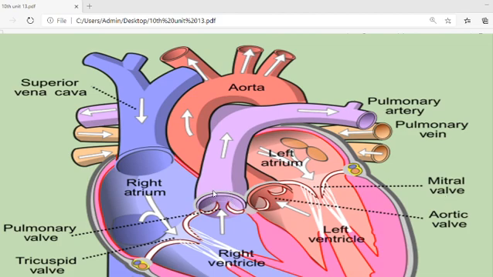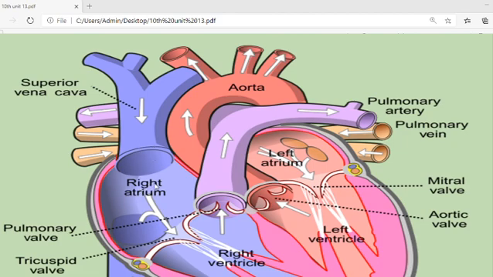At the base of the pulmonary artery there is a semilunar valve, and at the base of the aorta there is also a semilunar valve. The main function of the valve is to keep blood flowing in one direction, that is, to prevent backflow of blood. The right auricle receives deoxygenated blood.